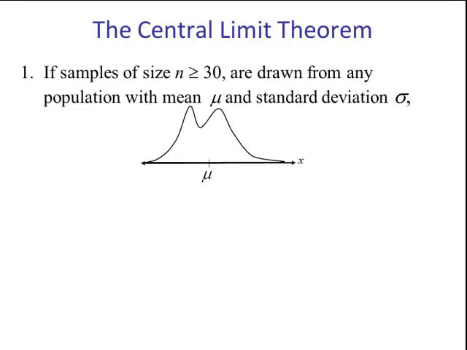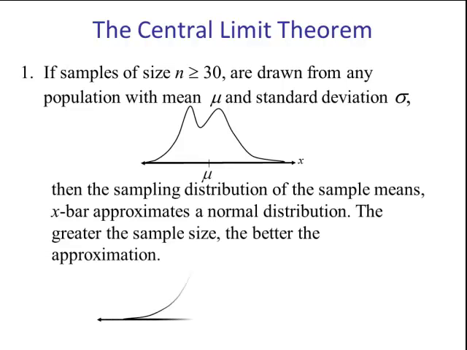If you recall, the central limit theorem states that if samples of size n greater than or equal to 30 are drawn from any population with mean mu and standard deviation sigma, then the distribution of the sample means, x bar, approximates a normal distribution. The greater the sample size, the better the approximation.